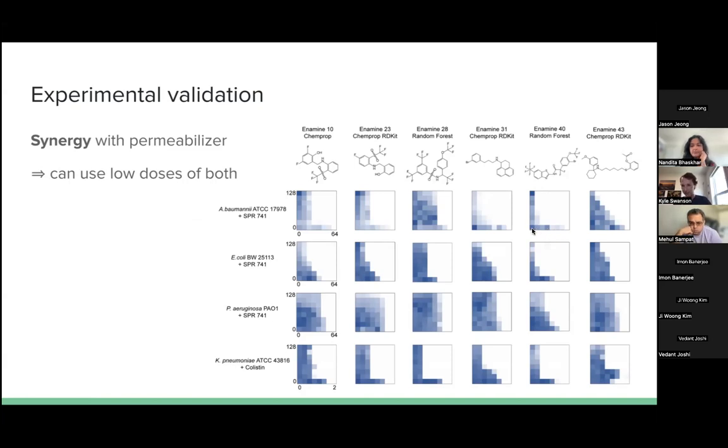So for instance, as you go across the x-axis and up the y-axis, the dose of either our molecule on the x-axis or the permeabilizer on the y-axis is increasing. And you can see that even if we have very low doses of each, as long as we have a bit of both, then you actually have pretty strong efficacy. That was pretty exciting for us, because if you can get away with low doses, there's a much greater chance that you won't have toxic side effects, because you don't have to deliver too much of either drug to the person taking the drug.